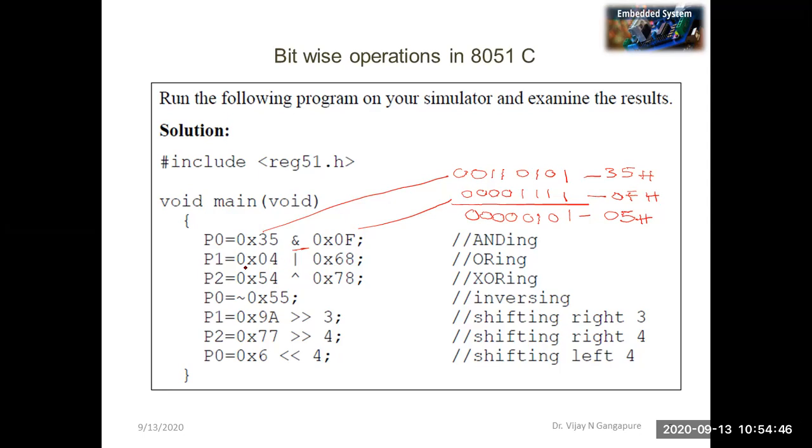Got it? Okay. Now the next operation is P1 = 0x04 | 0x68, and this single bar means the bitwise OR operator. That means there is a bitwise OR operation between the data 0x04 and 0x68. Now let us see this.